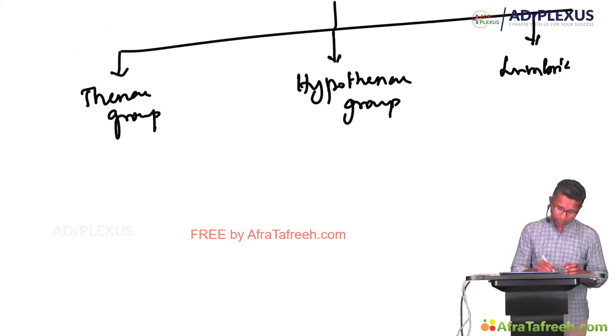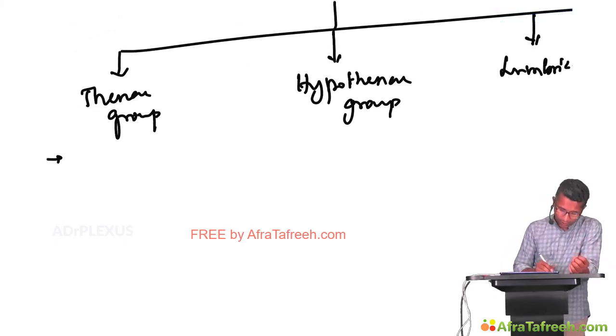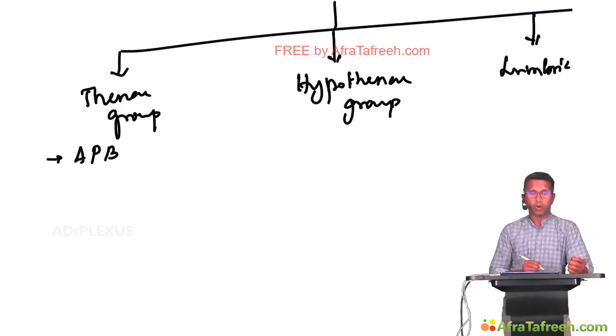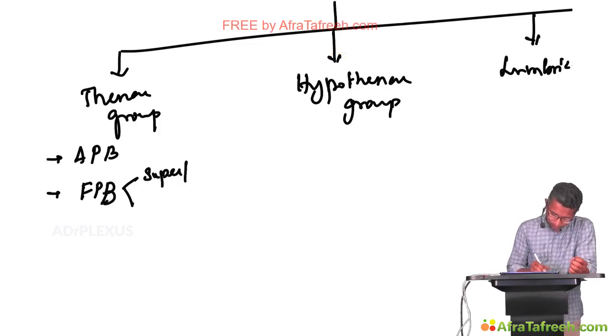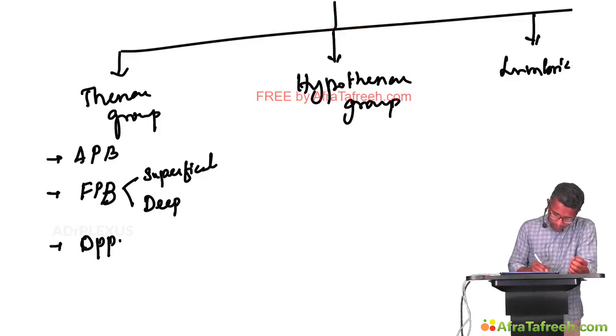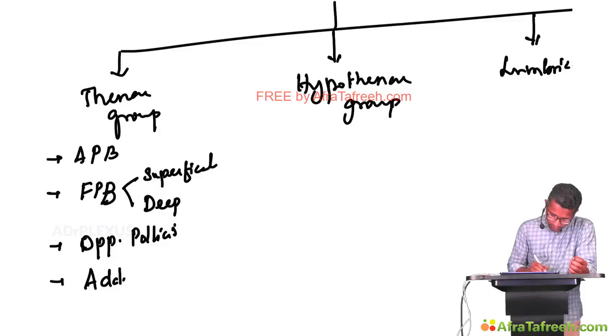In the thenar group, you have 4 muscles, guys. One is called abductor pollicis brevis. Next is called flexor pollicis brevis. It has 2 heads. One is called the superficial head, and another one is called the deep head. The next one is called the opponens pollicis. And the last muscle in this area is adductor pollicis.